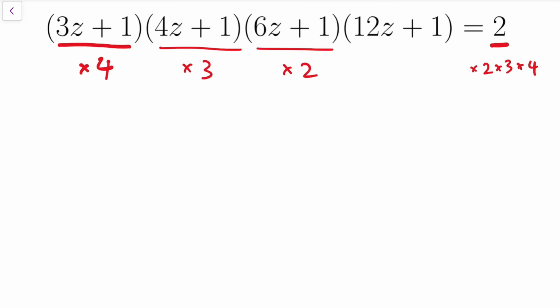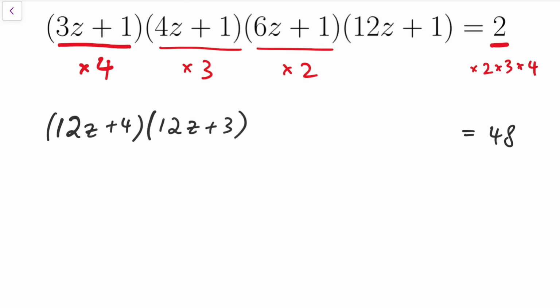So that means on the right side, I will have 48, while for the left, for the first term, I will have 12z + 4. For the second term it is 12z + 3. For the third term it is 12z + 2. And lastly, 12z + 1.